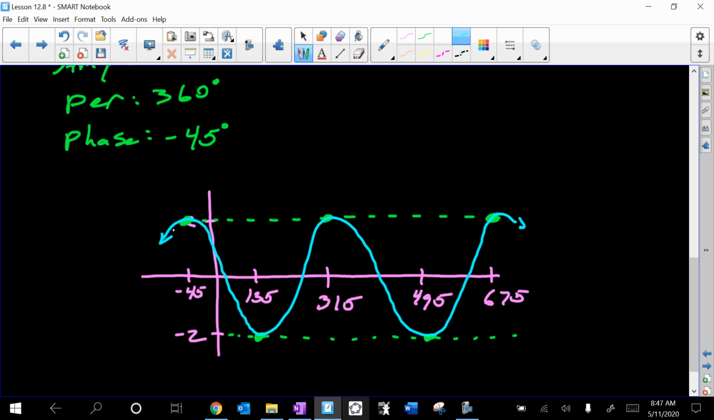I also like to find where the intercepts are. Notice that the intercept is between -45 and 135. It's actually directly in the middle there. So we can take -45 plus 135 and divide by 2. And when we do that, we're going to get 45 degrees. Then I can do the same thing. 135 plus 315, divide that by 2, gets us 225.